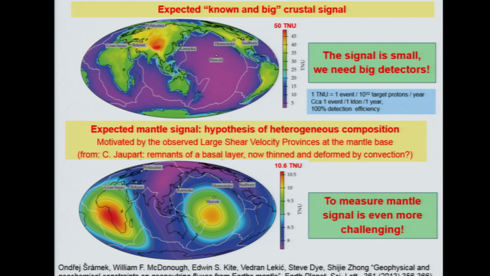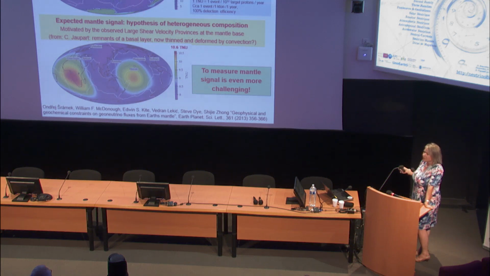It means one event per roughly 1 kiloton of liquid scintillator per 1 year for a detector with 100% detection efficiency. And you can see the crustal contribution, the dominant one, is maximum 50 TNU in the region of Himalaya where the continental crust is doubled. So the signal is small and we need big detectors.